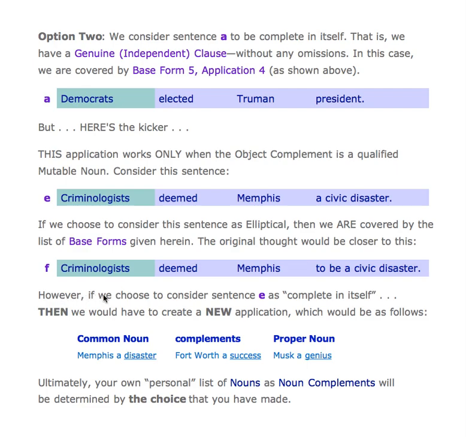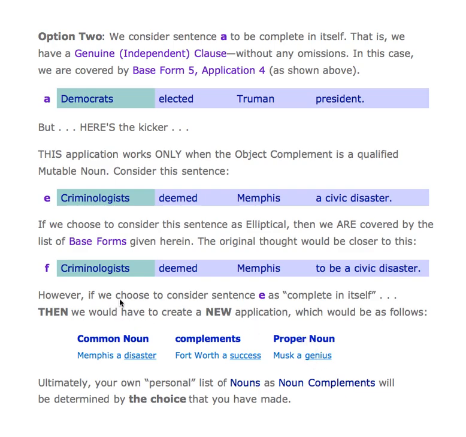However, if we choose to consider sentence E as complete in itself, then we would have to create a new application, which would be as follows. Common noun complements proper noun. So here we would have criminologists deemed Memphis a disaster, or you could say real estate speculators deemed Fort Worth a success. Or you could say technology experts deemed Elon Musk a genius.